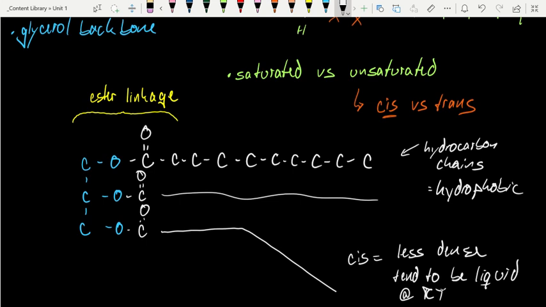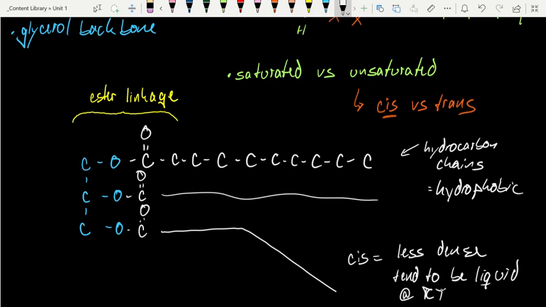This is essentially the difference between, say, butter or lard, which is an animal fat and therefore saturated, which is for the most part solid at room temperature, versus canola oil or olive oil, vegetable oils that are liquid at room temperature because they're full of unsaturated cis fats.